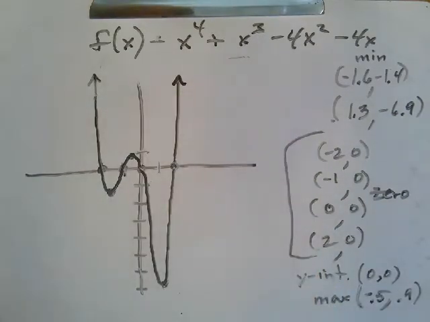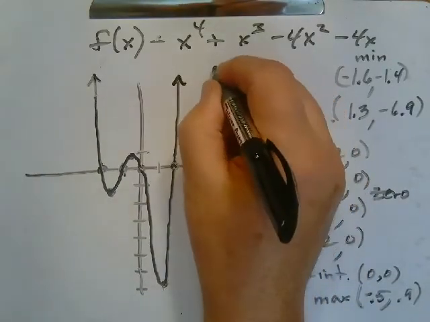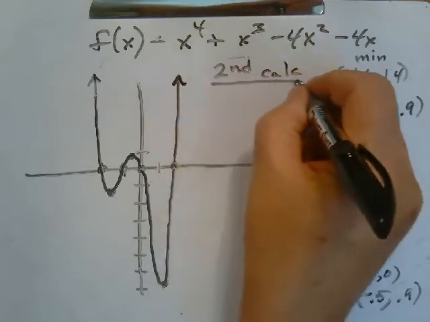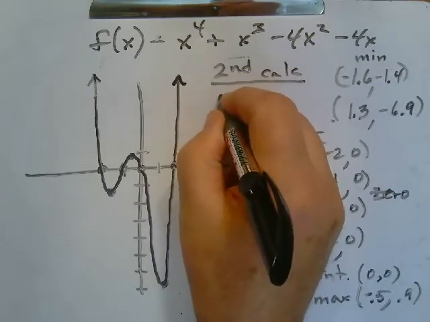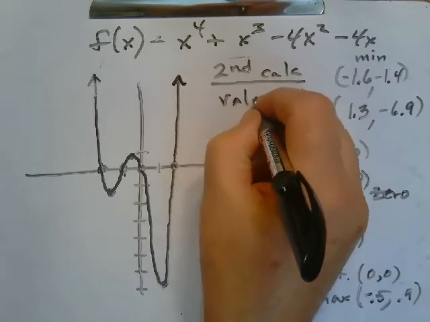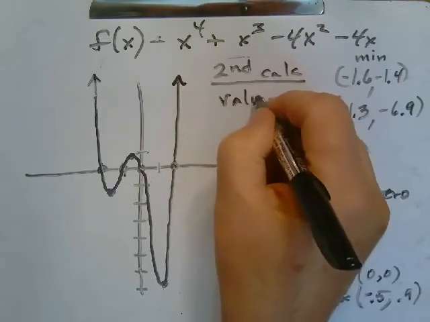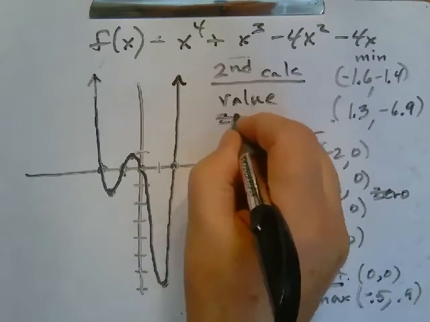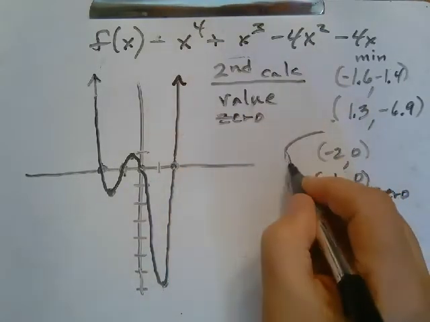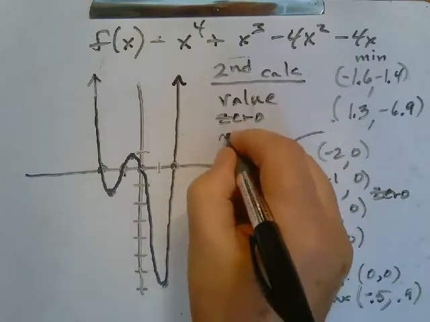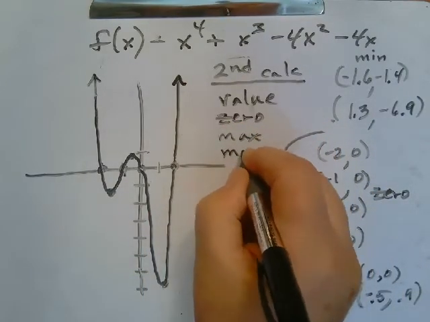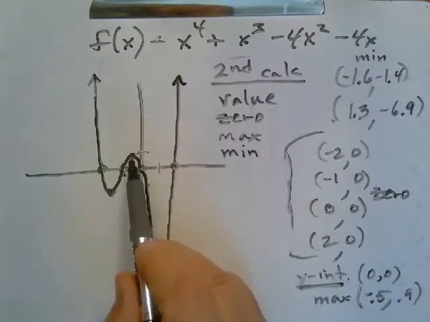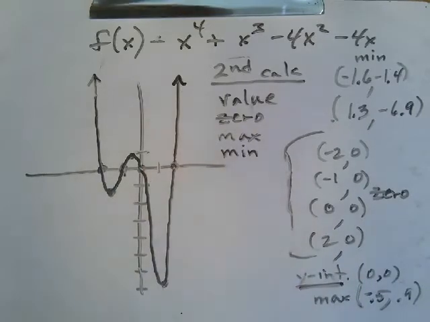So as you look at the calculator, what you needed to use for this calculator was the second calc feature, these items. We had to use value to find the y-intercept. We had to use zeros to find these zeros, and we had to use the max and the min. These 4 items in the second calc menu will help you find all the dots. Let's do another one of these.